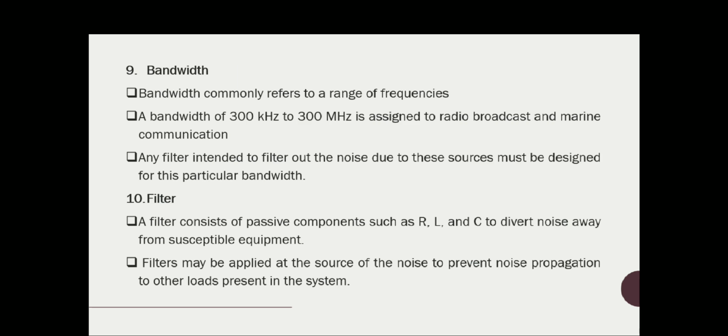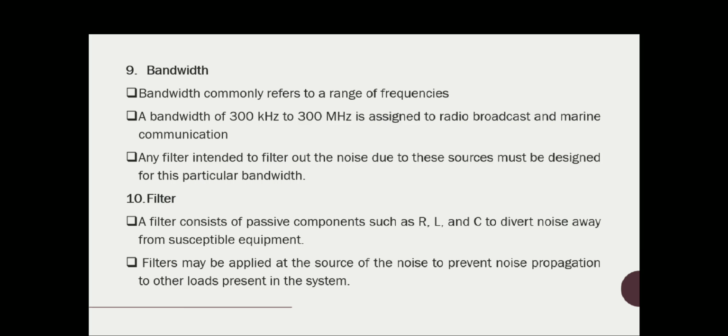Then bandwidth. Bandwidth commonly refers to a range of frequencies. We already explained some of the range of frequency in a table in the previous slide. So, as an example, a bandwidth of 300 kilohertz to 300 megahertz is assigned to radio broadcast and marine communication. And any filter intended to filter out the noise due to these sources must be designed for this particular bandwidth.